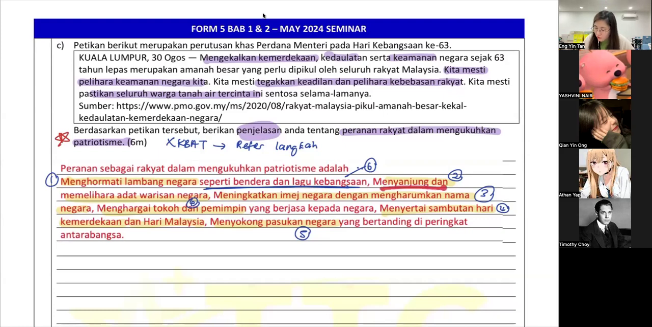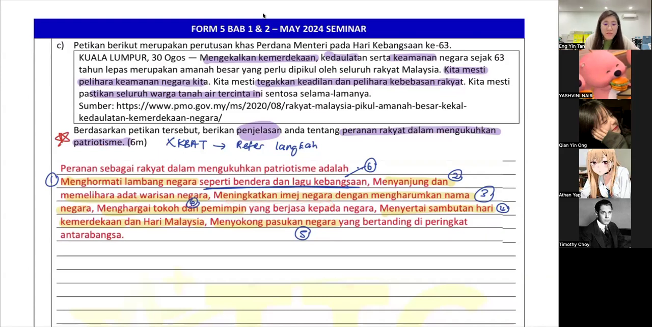Number 2, menyanjungi dan memelihara adat warisan negara. Menyanjungi means that you look up to, you respect. Don't look down. Look down means like you merendah, memandang rendah. Ini menyanjungi. Menyanjung means you defend, you protect. You menyanjungi adat warisan, all these warisan, all these customs of our country. You protect it means you love your country and you meningkatkan image negara.